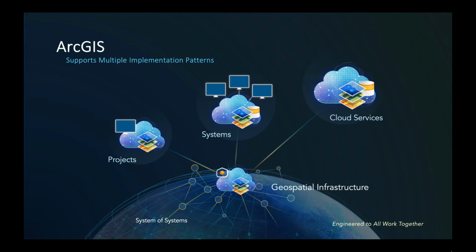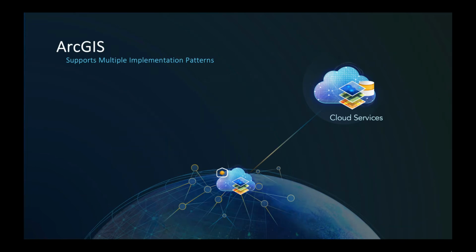ArcGIS supports multiple implementation patterns, with projects being the largest of these patterns because people do projects on a desktop or in a browser. The second one is building systems, like complex information systems, transaction-oriented, that can be shared and used by many. And the third pattern is the cloud services pattern, like ArcGIS Online. All three of these patterns come together in a fourth pattern, the geospatial infrastructure pattern, which brings them all together.